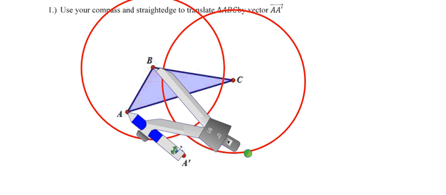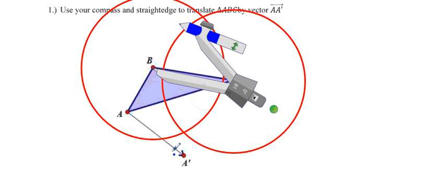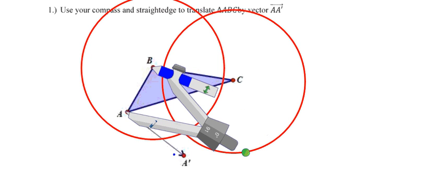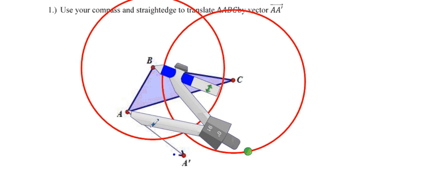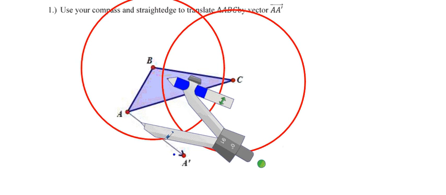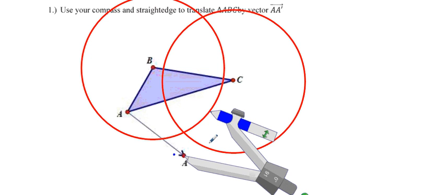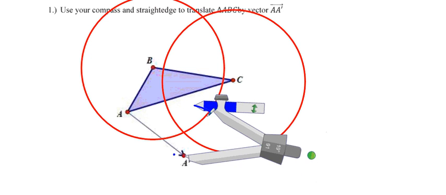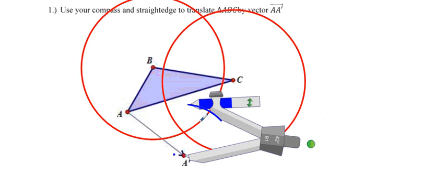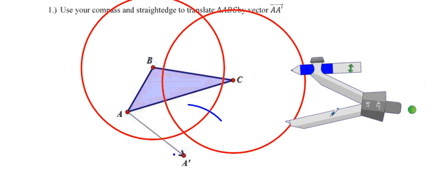And I'm actually going to flip my compass around, and I'm going to put the point at A and the pencil at B, because what I'm going to do is slide my compass down that vector till I get to A prime, and that's where I'm going to draw my arc. Just make sure here you draw your arc on the circle about point B and not the circle about point C. So that's where point B is going to end up. I'm going to call that point B prime.